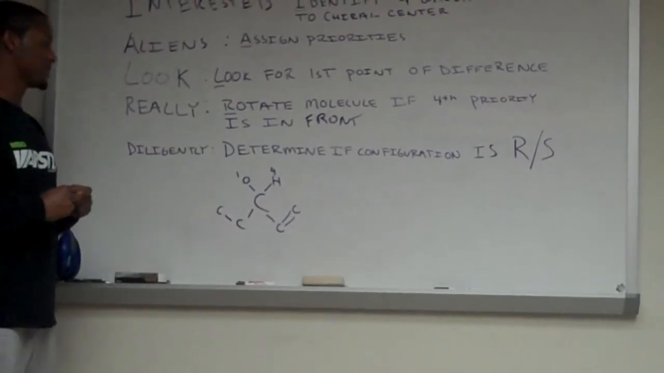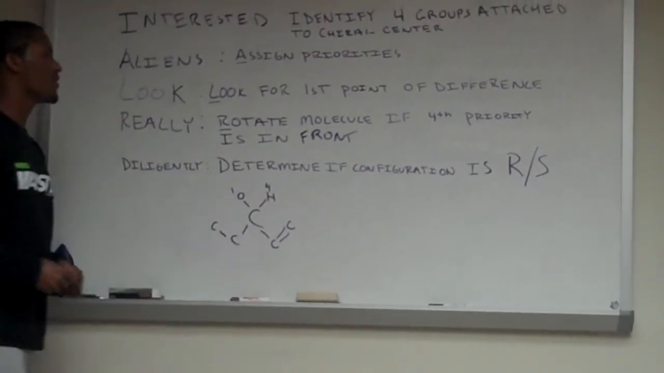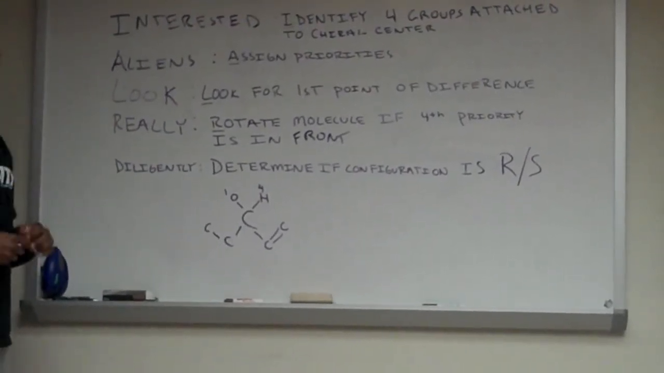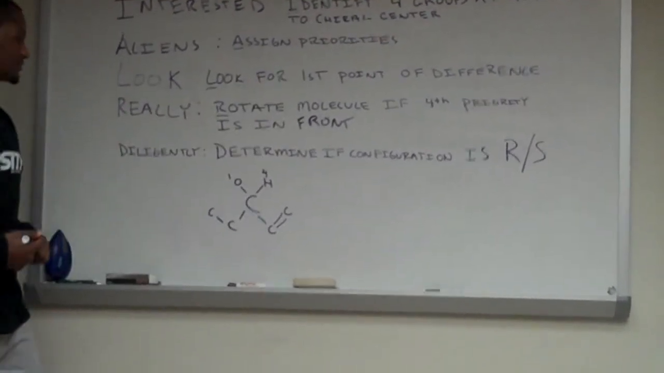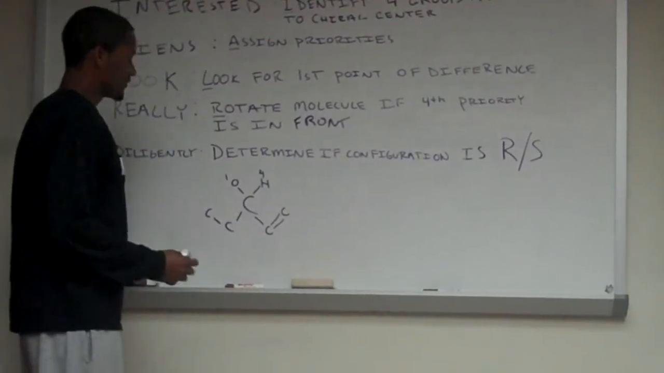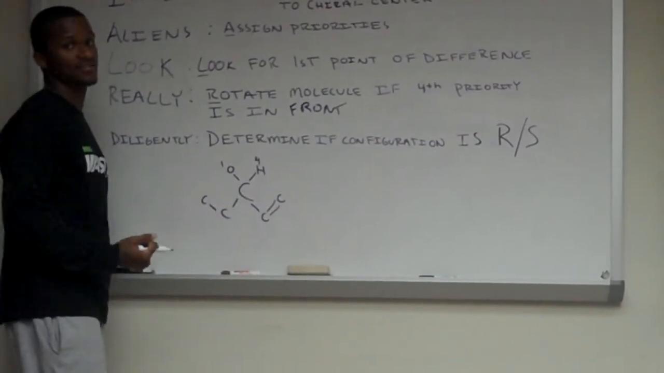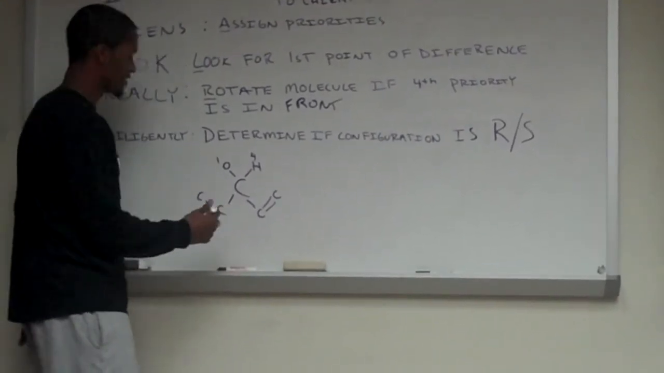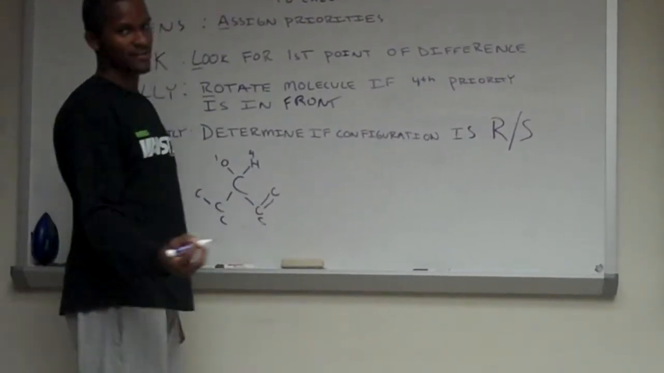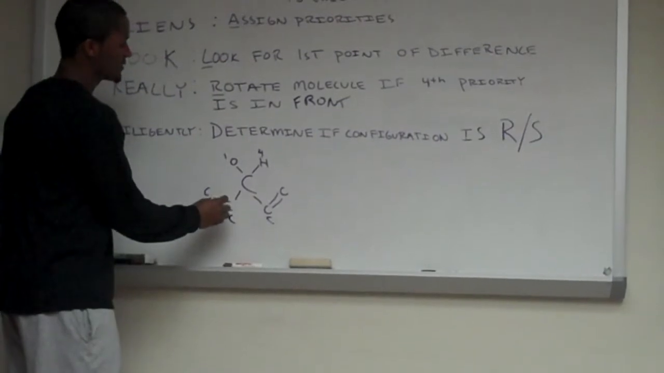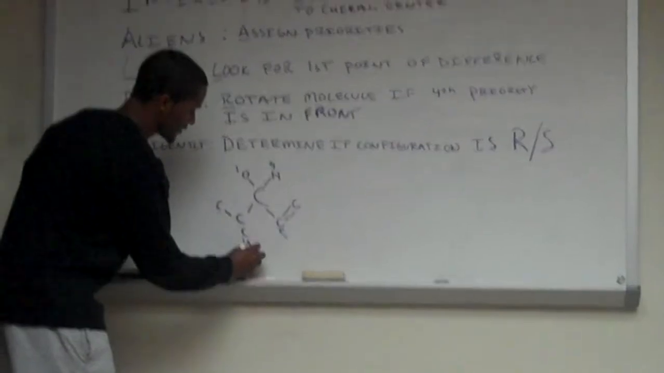Now, in order to find the last 2 that's missing, we go on to our next step, which is look for first point of difference. Now, the way we do this is we just count off what atoms is attached to the atoms. Okay? These are both C's, so that's the first thing we look at. This carbon is attached to 2 hydrogens, so we'll just put these on the list right here.